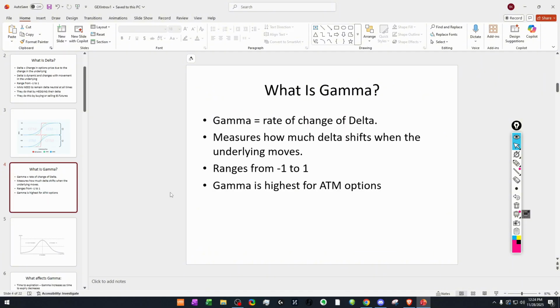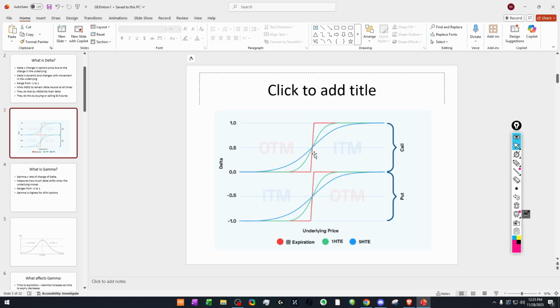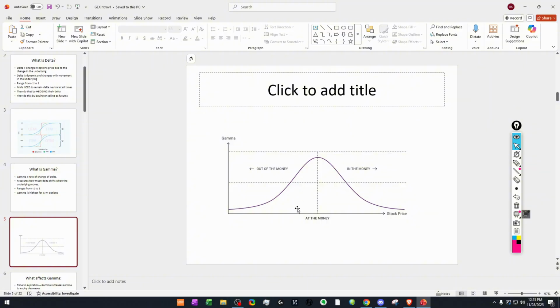So what is gamma? Gamma is just the rate of change of delta. It measures how much delta shifts when the underlying moves. And just like delta, it ranges from -1 to 1. And gamma is highest for at the money options. So this is the curve of delta, and this is the one for gamma.